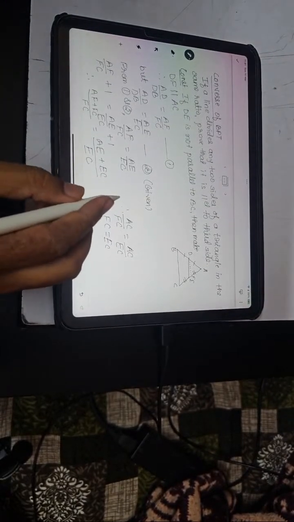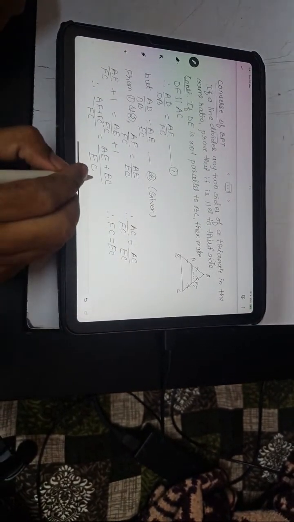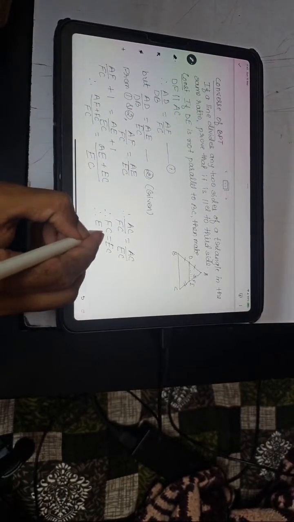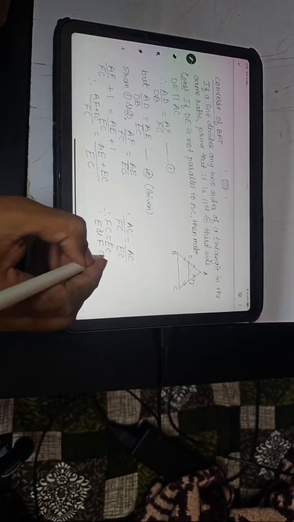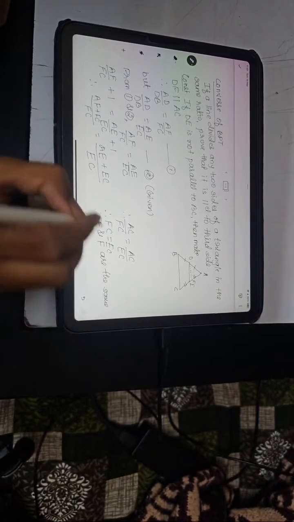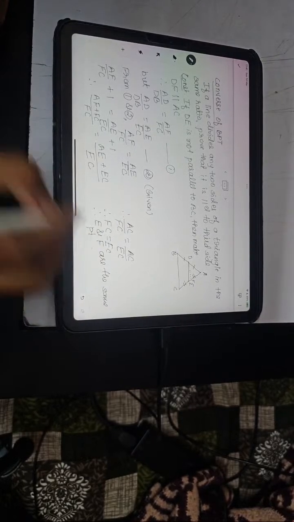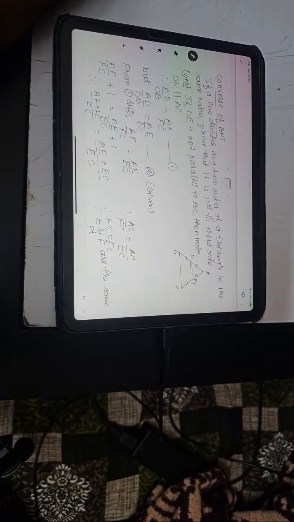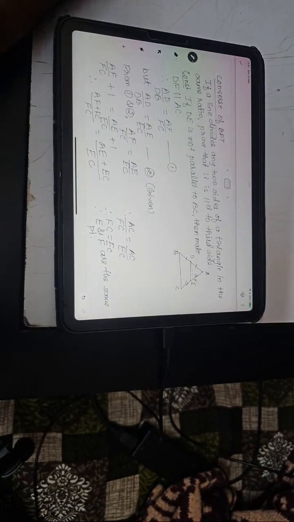So if FC equal to EC, that means what? Therefore E and F are the same point, because then only it will be possible. If both points coincide with each other, then only I can say that. Clear? Any doubt in this?